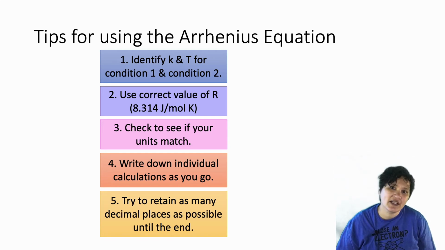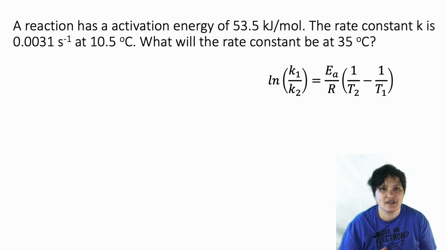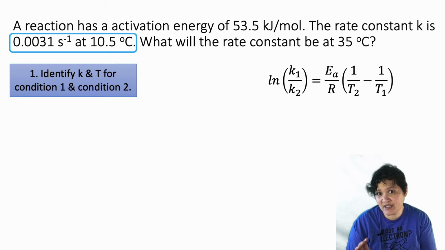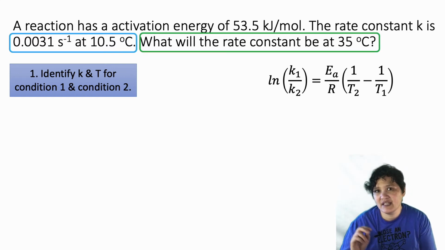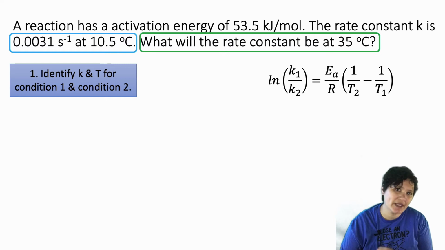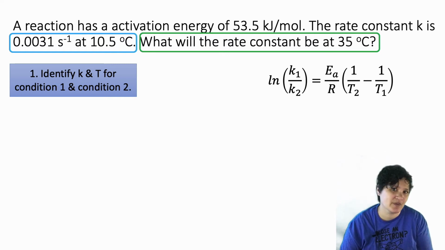So let's look at a couple examples of how to use the Arrhenius equation. In this problem, let's first read and see if we can identify the rate constant and temperature pairs that we need to find an answer. So here's one pair, a rate constant that's 0.0031 per second at 10.5 degrees Celsius. And then here's something that's associated with a temperature, but it's asking what that rate constant will be at 35 Celsius. So what this means is the rate constant is our unknown in this problem.